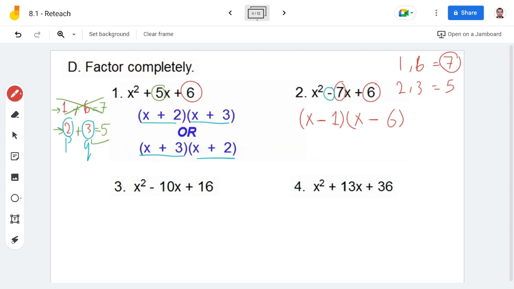If b is positive, the two brackets should be positive. If b is negative, the two brackets should be negative. Okay, look at this one. So now open two brackets.